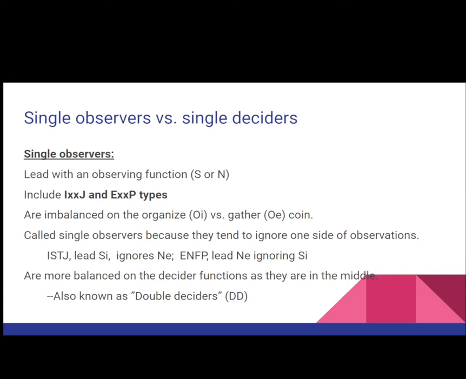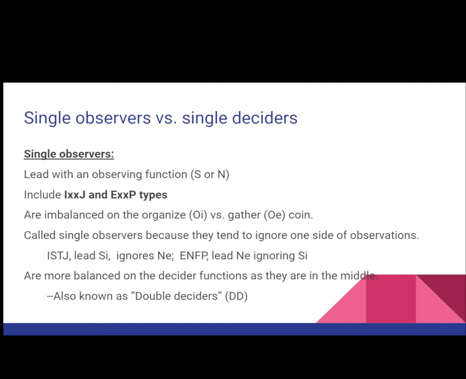Now, the function that's the top function in your stack, the fourth function or the bottom function in your stack will be the opposite. So as a result here, these types here, the IJs and the EPs, are said to be imbalanced on the organize versus gather coin, because the IJ types are leading with either SI or NI, which is an organizing function, so their bottom function will be either SE or NE, and that's a gather function. So there's an imbalance there.